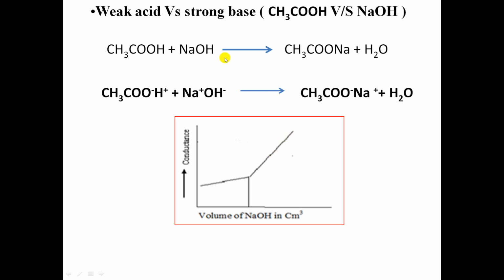This is because whatever NaOH we add remains as it is, existing in the form of Na plus and OH minus ion. Due to the increase in the concentration of Na plus and OH minus ion, we observe a sharp increase in the conductivity. By taking this endpoint, we calculate the concentration of acetic acid in the solution. This is how we use the conductometric instrument for conductometric titration.